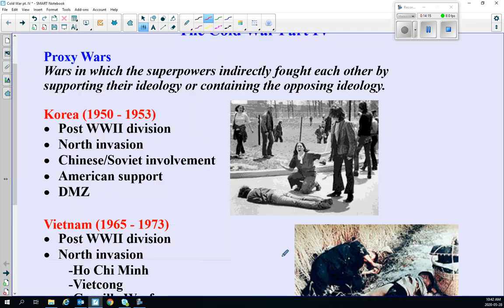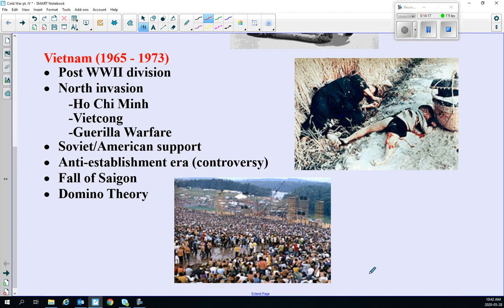All right, back to our look at proxy wars. Our second example here is going to be a look at Vietnam. You've probably heard of Vietnam. No war, no conflict has been more represented than Vietnam in the media and movies and TV, etc.